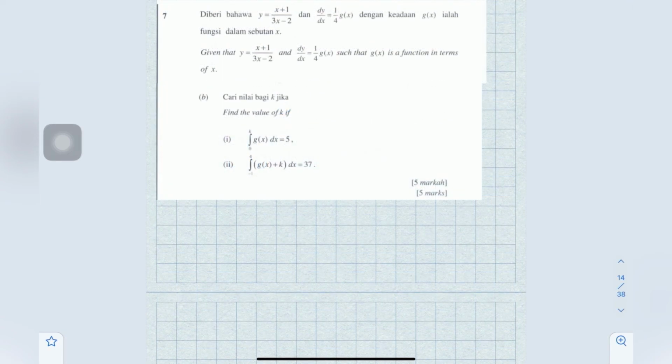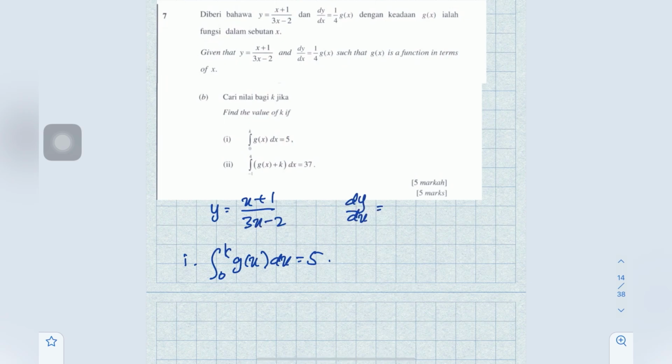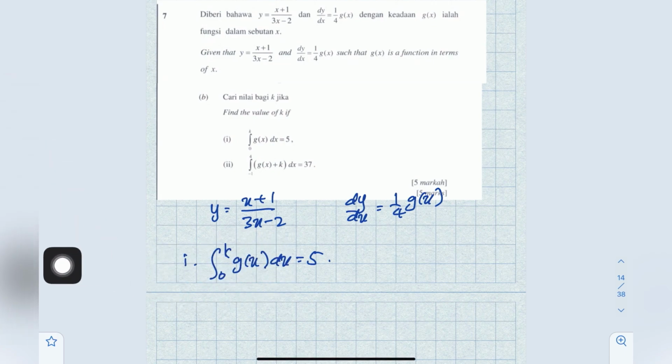7b, find the value of k if the integral from 0 to k of gx dx equals 5. k is the upper limit. So now we have y equals x plus 1 over 3x minus 2, and given dy/dx equals 1 over 4 gx. Now we need to find the value. We see gx here, so we must make gx the subject. So 4 goes to the left, and we get 4 dy/dx. So gx equals 4 dy/dx.